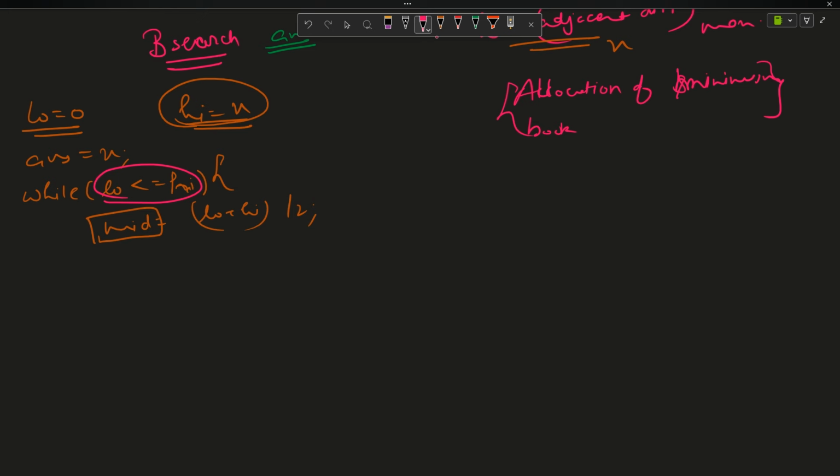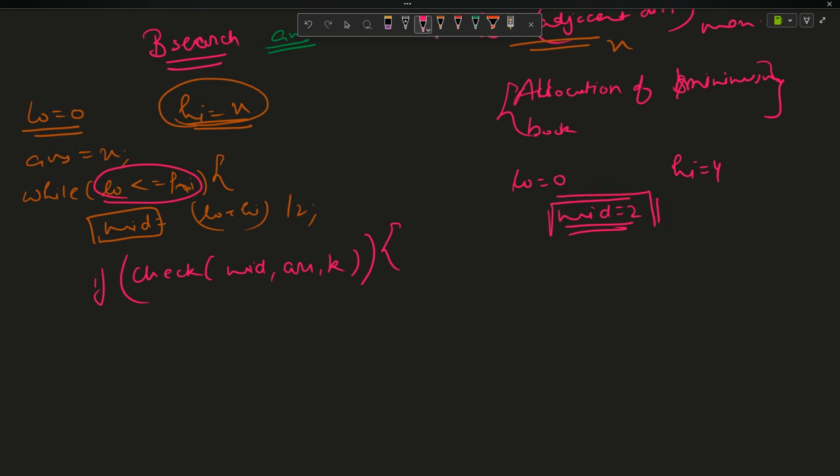So mid equals low plus high by 2, no problem. Now I will say the normal if check function: if mid is possible for the array, and I will send my k. Suppose my low is starting from 0, my high is starting from 4, my mid in the first iteration will be 2, right? Our approach says check for mid.